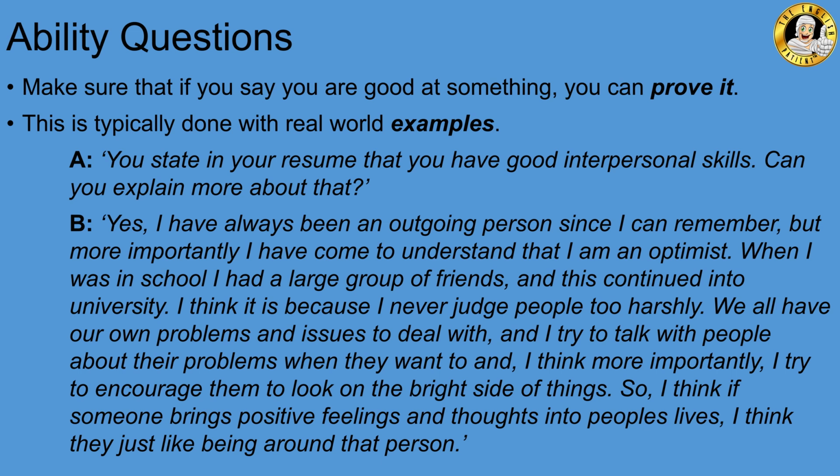Okay, so here the topic is interpersonal skills, and the main idea that the interviewee is giving is that she's an outgoing person, and that's why she has good interpersonal skills, but also that the reason that people like her or him is because they are an optimist. Support it with examples here, talking about her group of friends when she was in school and university, and then an explanation as well of why she thinks being an optimist makes her, or him, a good person to be around.